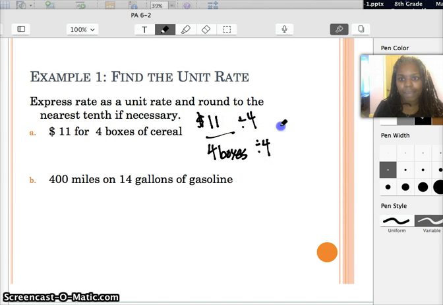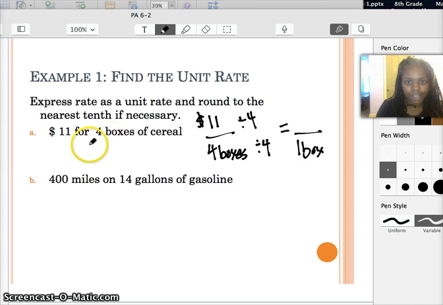Now what I'm thinking about is, instead of knowing the price for 4 boxes of cereal, I want to know the price for 1, the unit rate. So in the denominator, I have 1 box, and in the numerator, I'm going to have to divide 4 into 11. I can take my time and do that. 4 goes into 11 2 times, subtract the 8. You remember this, guys? Drop the 3, put my decimal here, and put a 0 here.